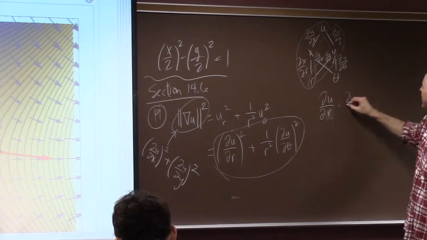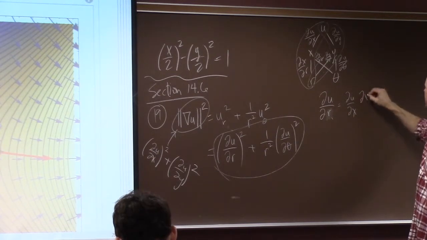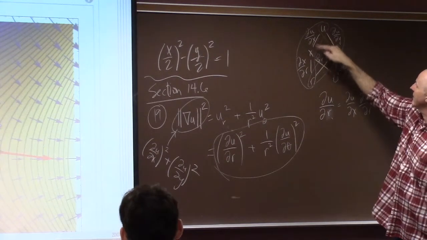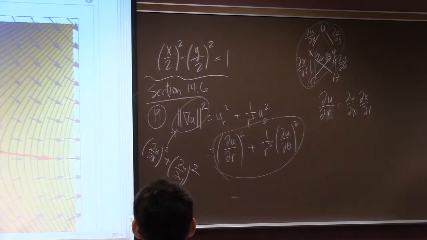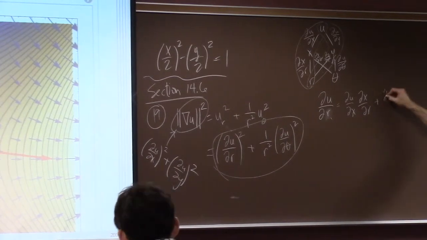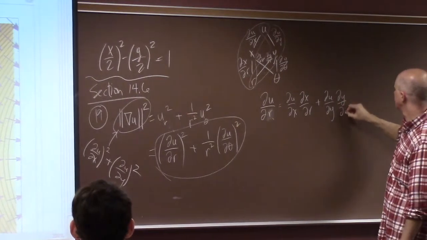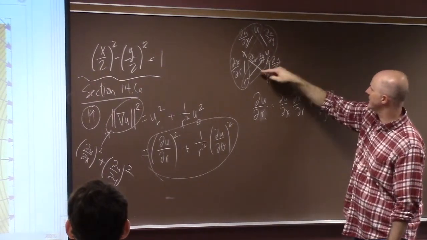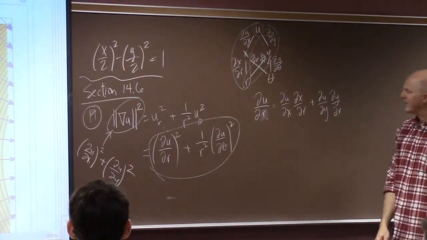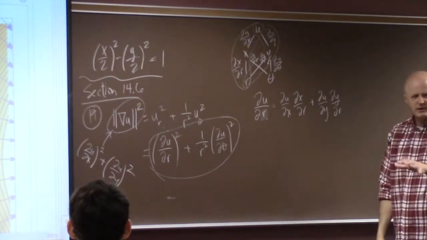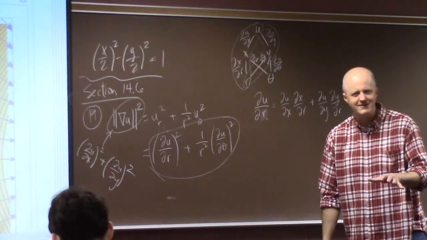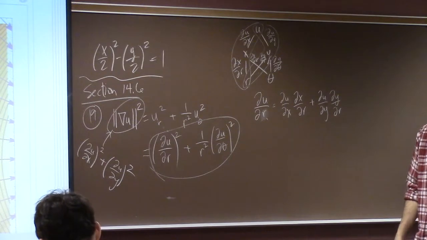So it's du dx times dx dr, multiplying along that path, plus du dy times dy dr, multiplying the partial derivatives along this path. By the way, this is a situation where the intuitive approach to differentials is not a good thing. It can lead you astray.